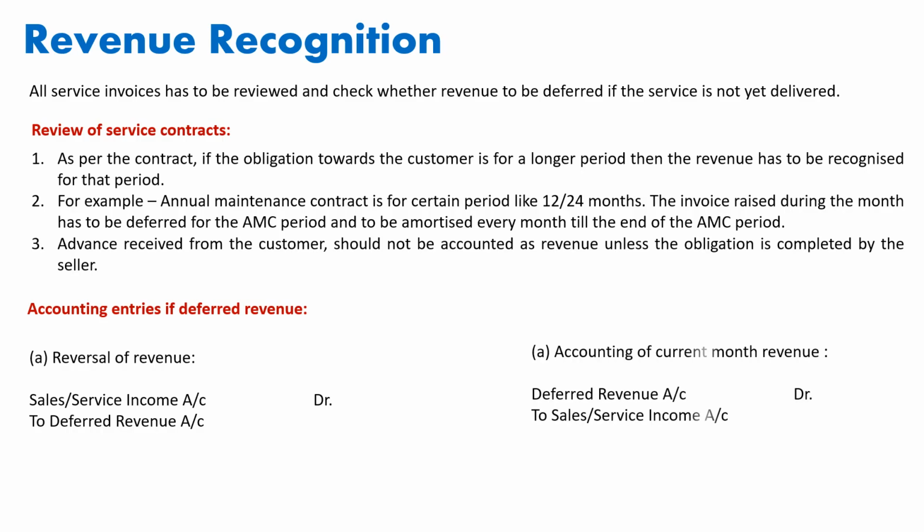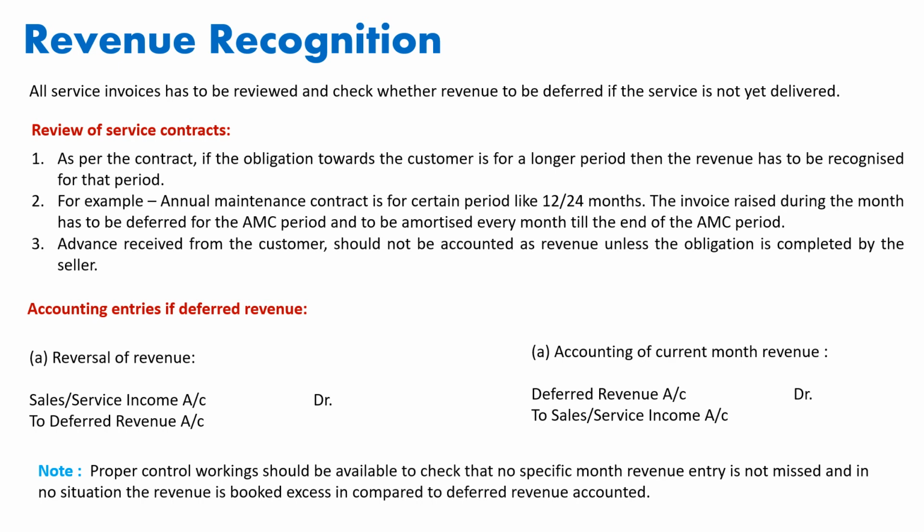And at the month end, you are going to post the entry only for the portion that should go to revenue, based on the split accounting or based on the period the service is going to be provided. So deferred revenue account debited to sales or to service income account. What you need to note here is that proper control accounting or control workings should be there to check that no specific month's revenue entry is missed, right? And in no situation is revenue booked in excess compared to deferred revenue accounted. It should not happen that you go on posting deferred revenue to income, but there is no track that the deferred revenue was created for X amount and you're going on posting entries for X plus Y, which is not correct.